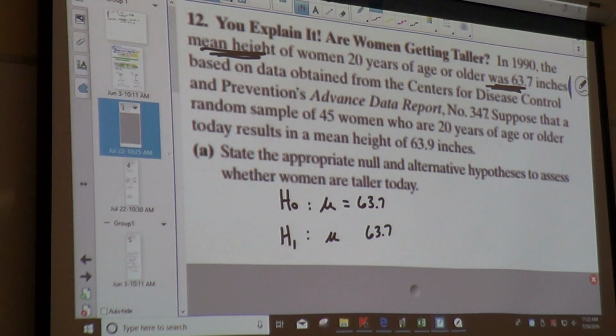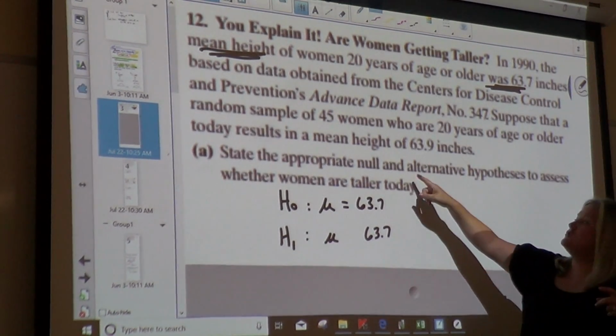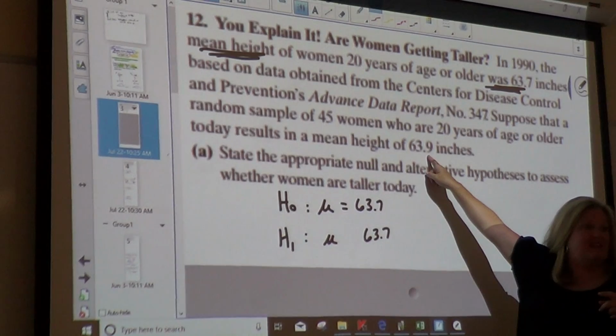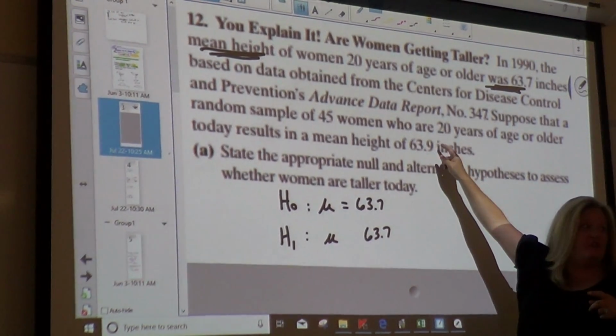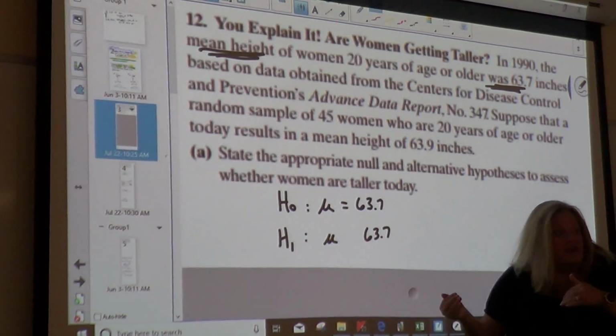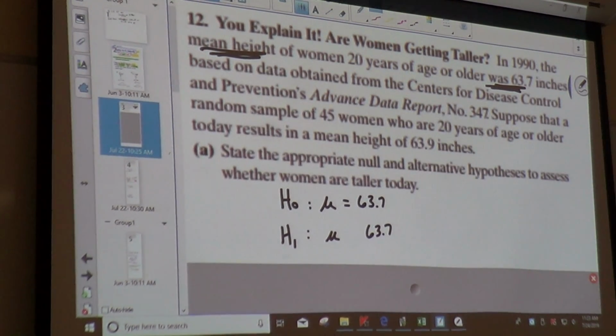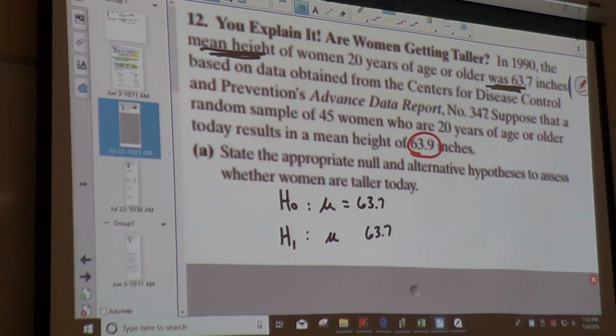Now, in all of the problems that we did on Monday, it said greater than, or it said less than, or it said reduced, or it said blah, blah, blah. Here, our H1 is what we're trying to prove in court. So we're trying to prove that the average is 63.9. So is 63.9 greater than, less than, equal to, not equal to? So we're looking at this number compared to 63.7. So what am I going to put between it?